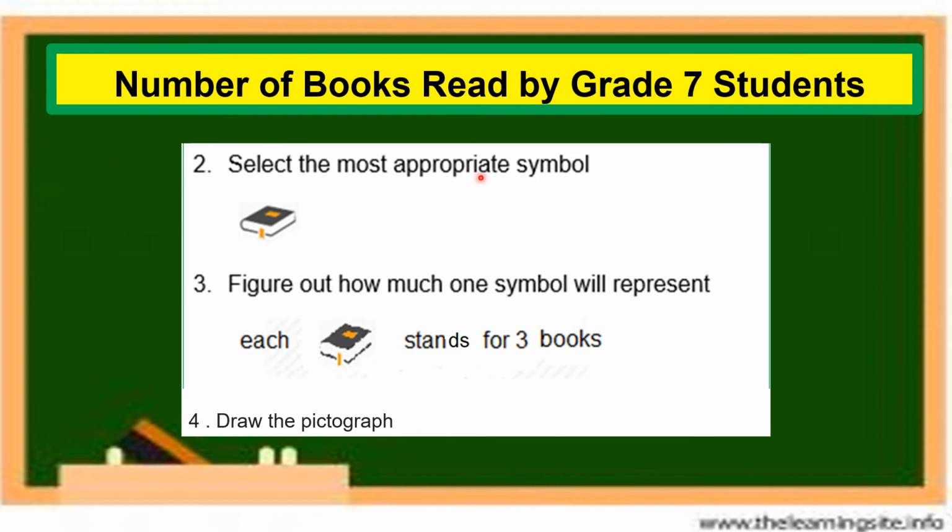To select the most appropriate symbol, our symbol is a book. Number 3, figure out how much one symbol will represent. Each book stands for 3 books. Then, number 4, draw the pictograph.